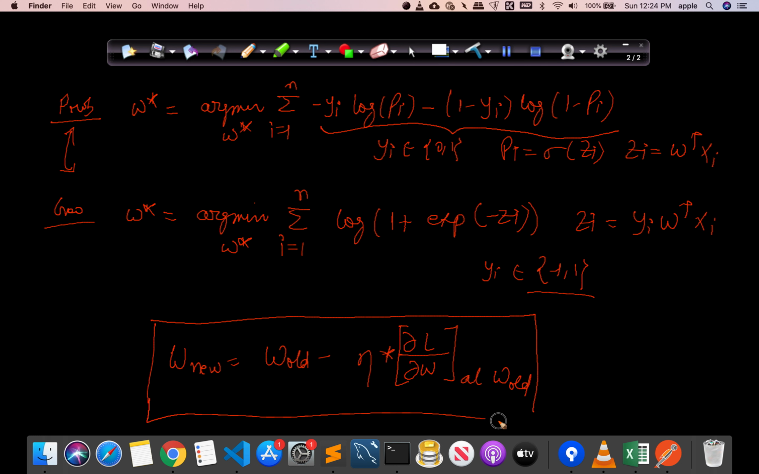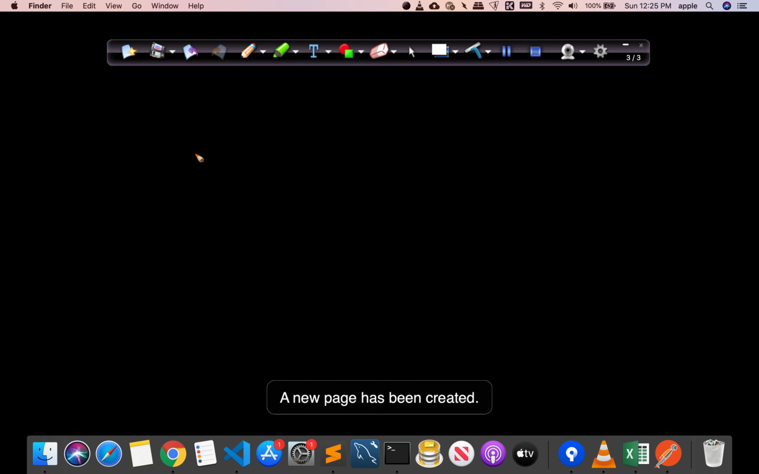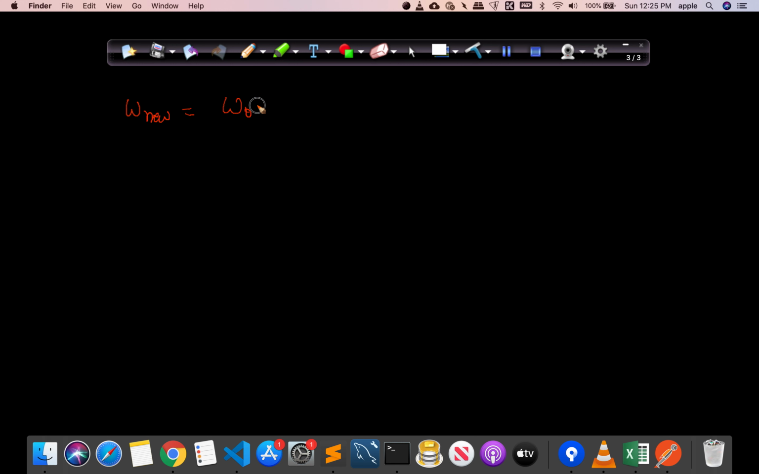So this was our update equation for w. Since we will try to code this logistic regression in Python, first let me explain how to code this part and what are the other equations that we will need in coding, and what are the conventions and the notations that I will use while coding. So first let me explain how to code this one. See, this is w new, and this is w old, and this is the learning rate, and this is the loss with respect to w at w old. So we have to calculate this one also.